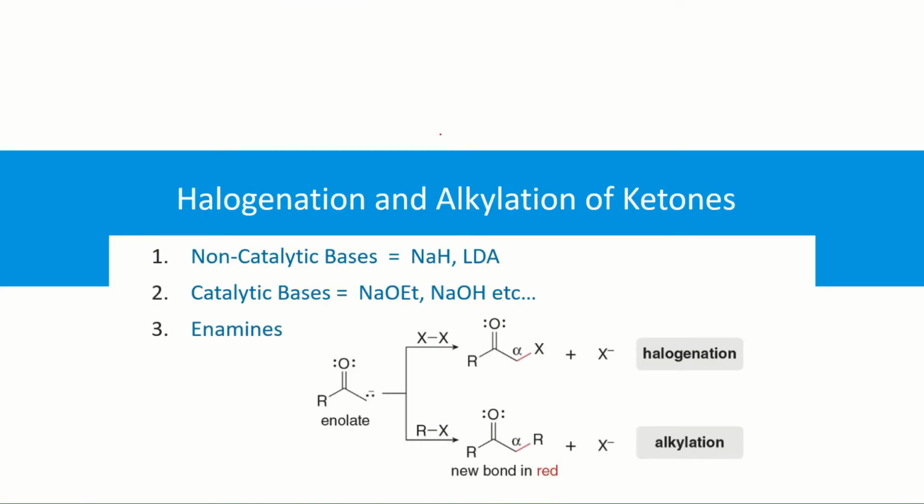So the main mechanisms that we'll be covering in this part of the work are halogenation of that alpha carbon and alkylation of that alpha carbon. The bases that we use are either non-catalytic, such as sodium hydride and LDA, which I will explain later, or catalytic, which are usually alkoxides or hydroxides. We also look at the enamines, as in the Stork enamine reaction.